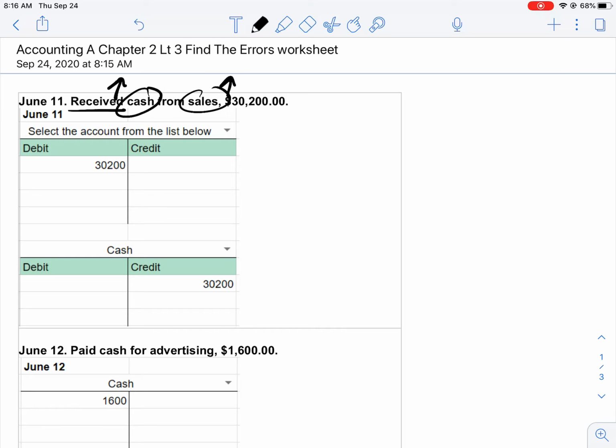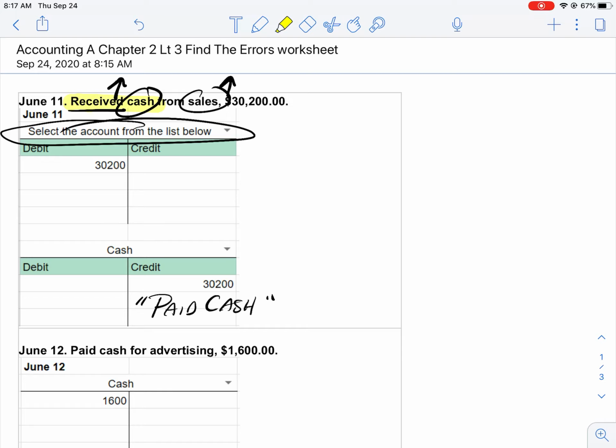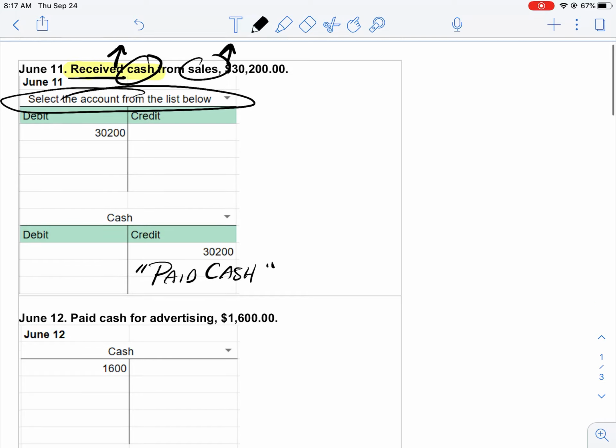So if you take a look at the errors here, we need to select an account from the list below. We haven't selected an account, so we need to do that. Hard to put it into an accounting transaction if you don't have the account. The other error here is, if I were to read this back, translate it, this credit cash basically means paid cash. Have we paid cash? Does it say anywhere up here that we paid cash? No, it does not, so we'll need to fix that.